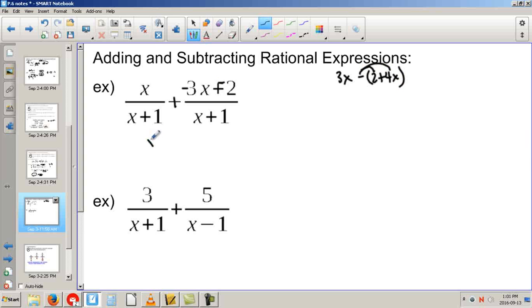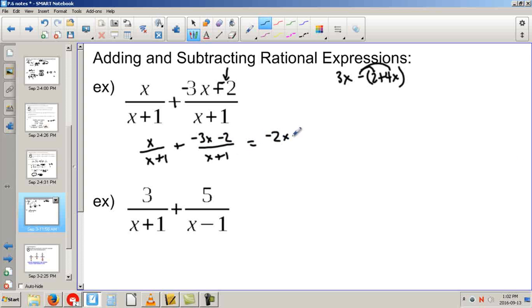So this is really x over x plus 1 plus a negative 3x minus 2 all over x plus 1. This guy right here is the one that always gets left out if a mistake is made. So be careful about that. Now that they have the same denominator, I'm just going to combine like terms across the top. I have x plus a negative 3x. That's negative 2x.